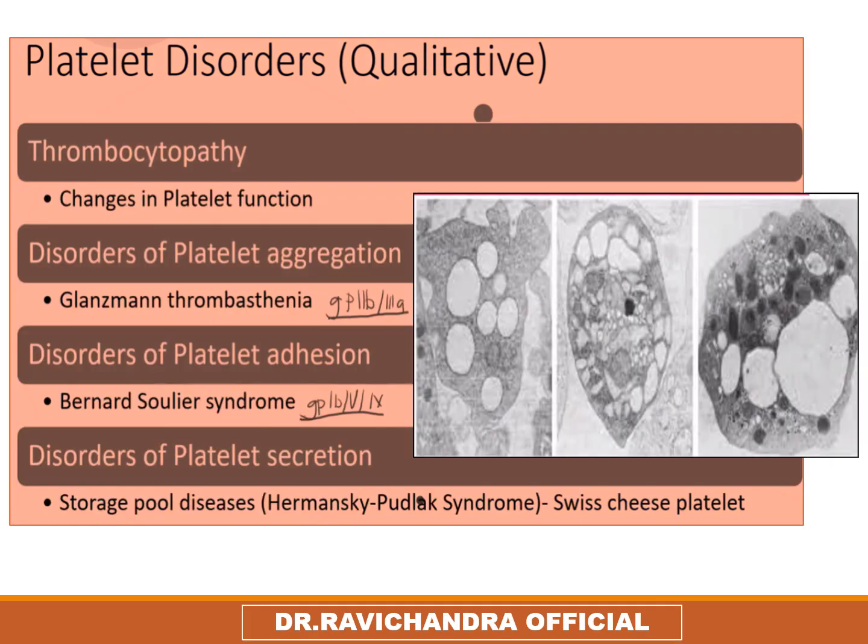Qualitative platelet disorders, thrombocytopathy, that is, there is change in the platelet function. Platelet aggregation disorders, example, Glanzmann thrombasthenia, where glycoprotein 2b/3a is defective. Platelet adhesion disorders, example is Bernard-Soulier syndrome, where glycoprotein 1b is defective. And disorders of platelet secretion, storage pool diseases like Hermansky-Pudlak syndrome. There will be a Swiss cheese platelet appearance.